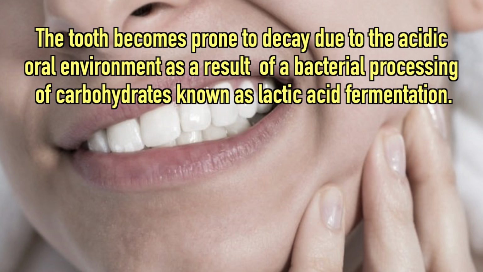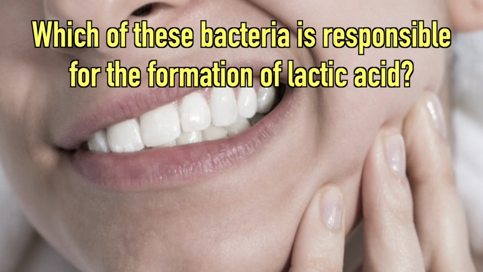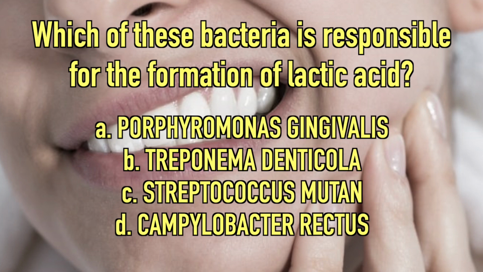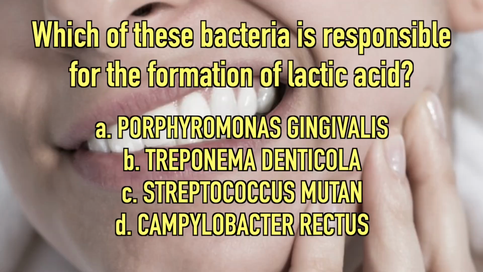Josh, this is your question. A tooth becomes prone to decay due to the acidic oral environment as a result of a bacterial processing of carbohydrates known as lactic acid fermentation. Which of these bacteria is responsible for the formation of lactic acid? Porphyromonas gingivalis, Treponema denticola, Streptococcus mutans, or Campylobacter rectus? P. gingivalis and T. denticola are the microbial complexes associated with the red zone in periodontal disease, while C. rectus is part of the orange zone. Therefore, the bacteria involved in dental caries is Streptococcus mutans. I don't even know what that means, but you passed with flying colors.